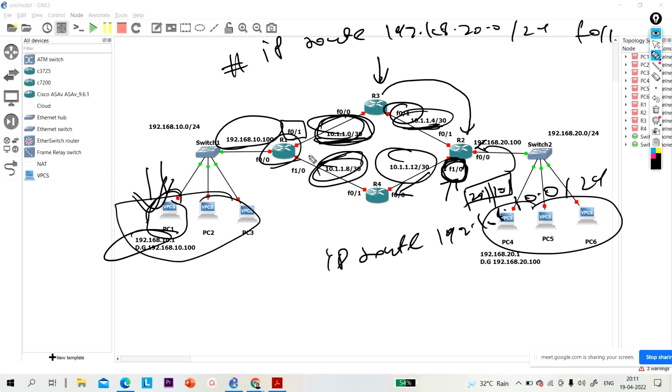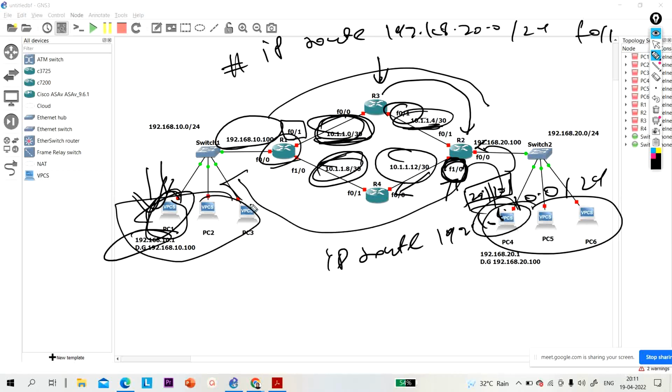You can configure exit interface and next hop IP address as well, both. I am only configuring the exit interface so that it's easy to configure, so I don't need to put the next hop IP address again and again. That's the reason. You need to understand the logic: how you will perform this, so that whenever this machine generates any request, that request must go via R3, and when this machine generates the reply, it must go via this path.